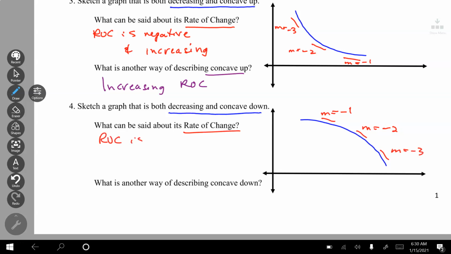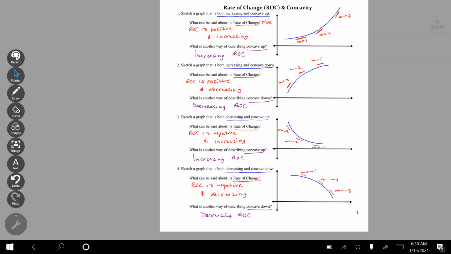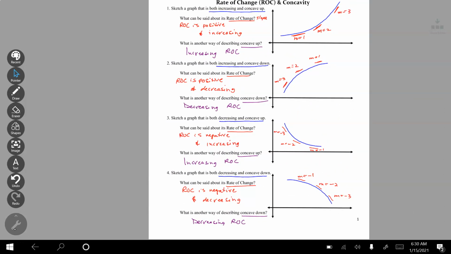So the rate of change is negative because the function is decreasing, going downhill, and -1 to -2 to -3, it is decreasing in value. So another way to call concave down is a decreasing rate of change. Now if we look carefully at all 4 of them, I'm going to pan out a little bit, you can see our rate of change being positive is not the same thing as our rate of change being increasing. Okay? They are two different ideas.